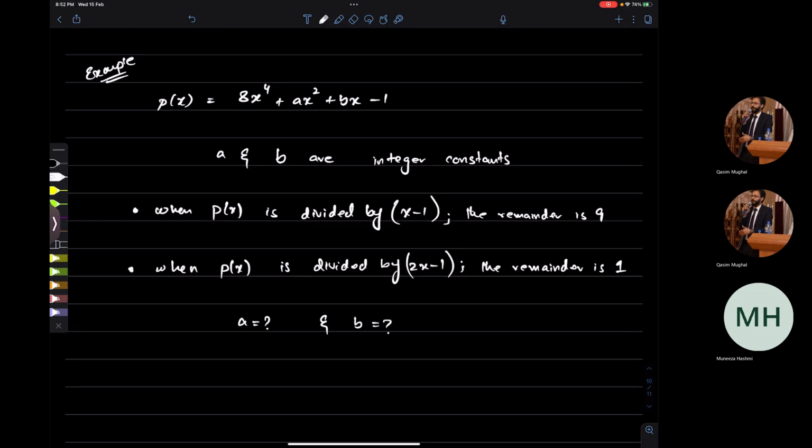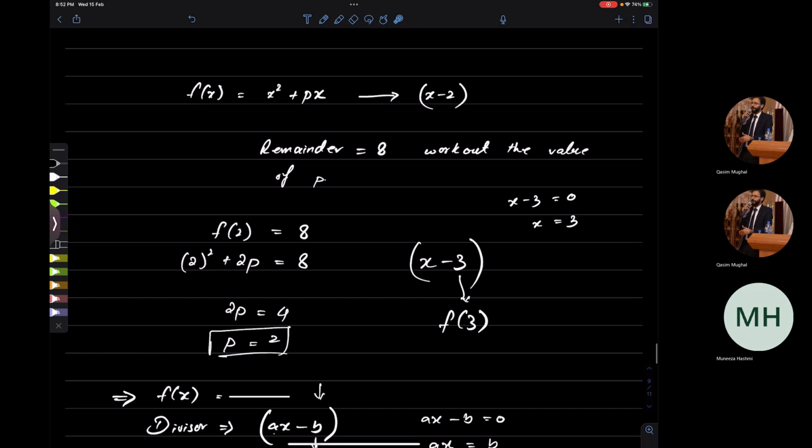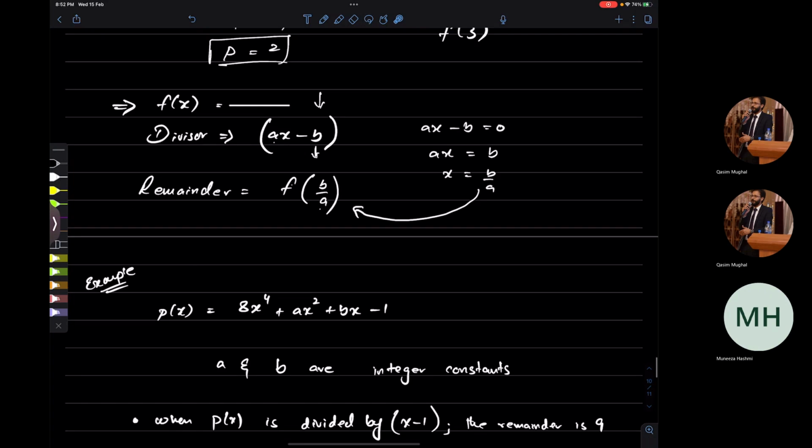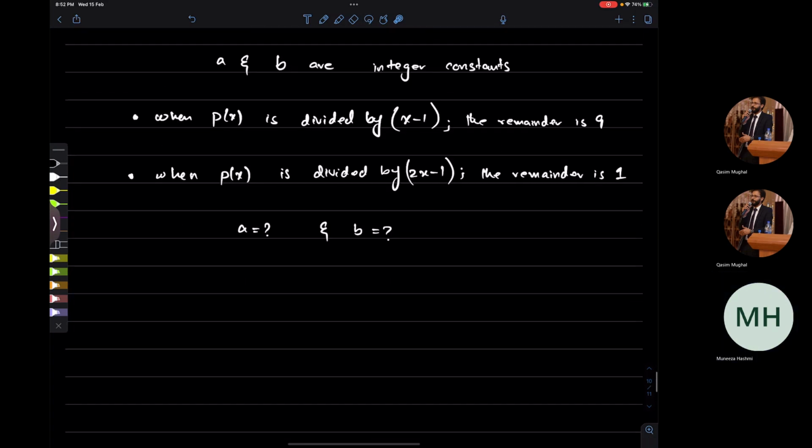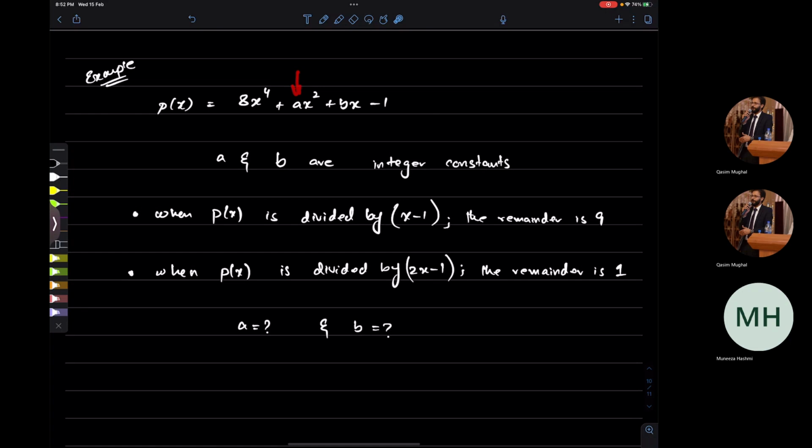This question is exactly the same as the one we did up here. The only difference is that there was one unknown there, p. Over here I've got two unknowns, a and b. The process is exactly the same. So if p of x is divided by x minus 1, the remainder is 9. Which means if I change the sign of this, what would I get?